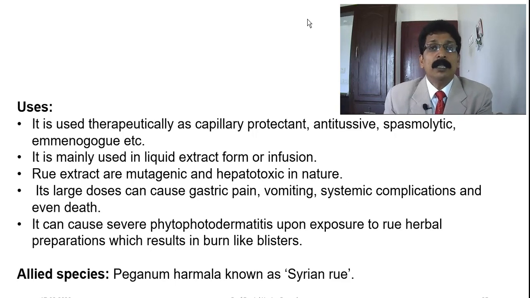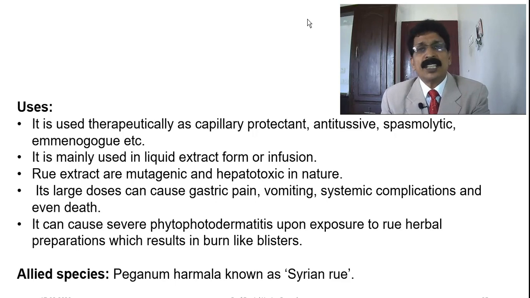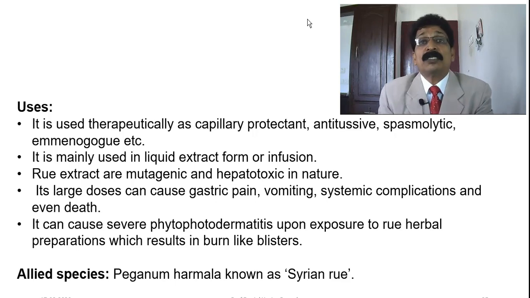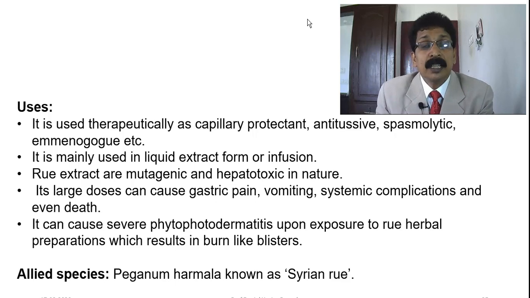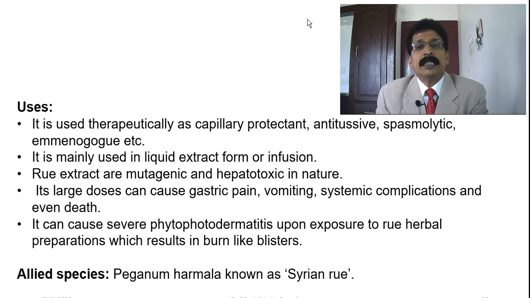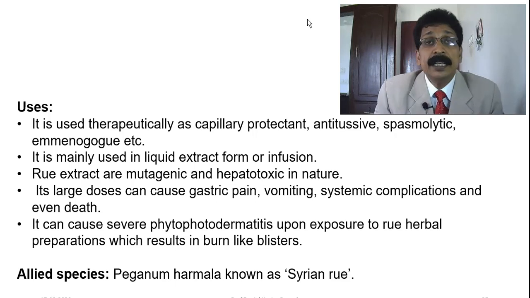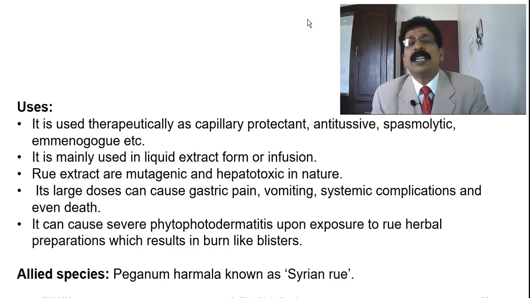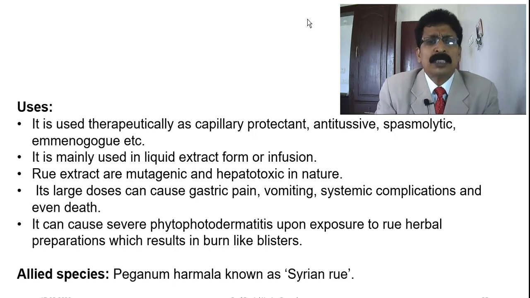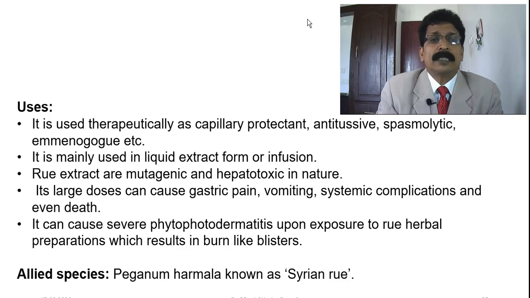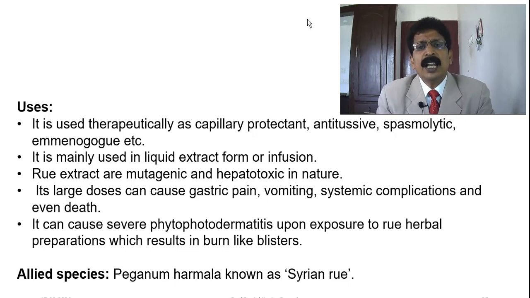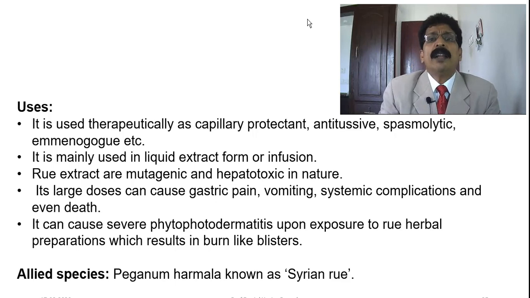Apart from menstruation, when there is not proper menstruation, and also menstrual disorders, most women will have these apart from pregnancy. So to induce menstruation, we can use these plants. Sometimes due to hormonal disorders, most females have this type of difficulty in menstruation, which can be treated by these plants. It is mainly used in liquid extract form or infusions.